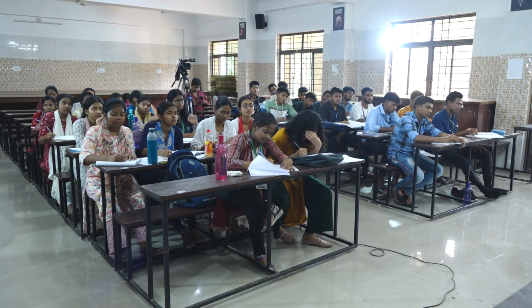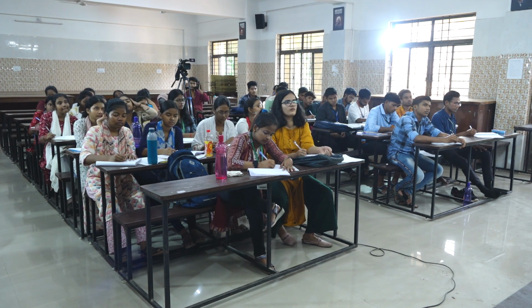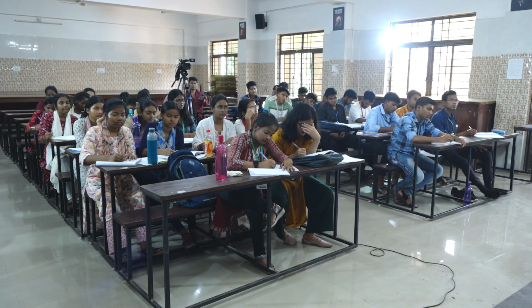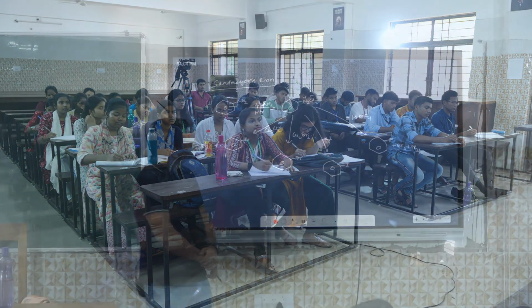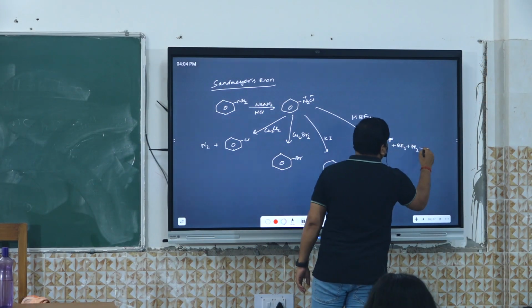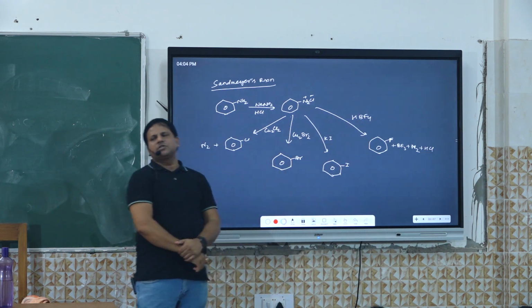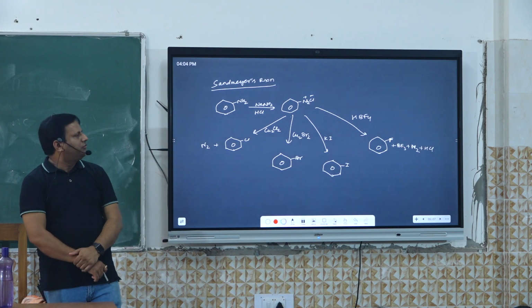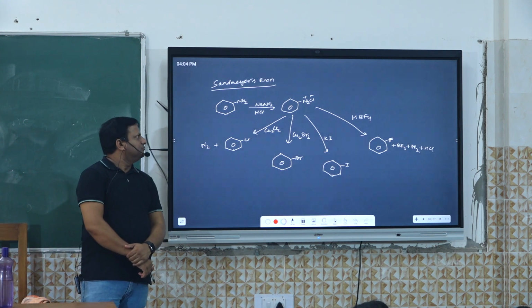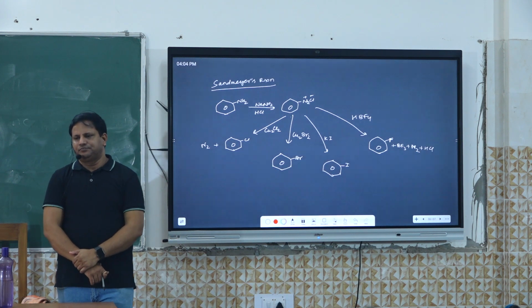Gives fluorobenzene plus BF3 plus N2, okay, plus HCl. So other side products you can write. Clear to all of you? So these are the preparation methods of haloarene.